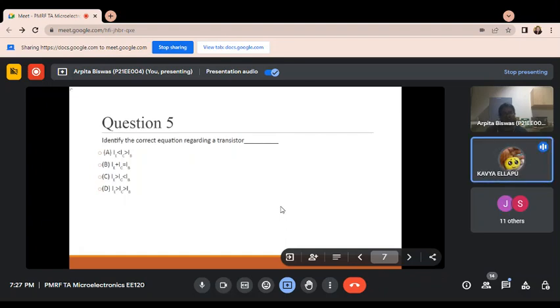Yes, the emitter is heavily doped, the collector is moderately doped, and the base is lightly doped. So this is the right answer. That's why the emitter current is higher than the collector current and also higher than the base current. So here the right option is option D.